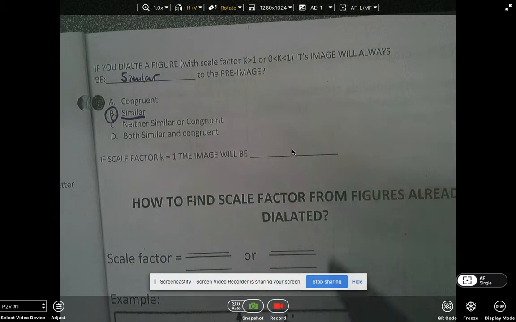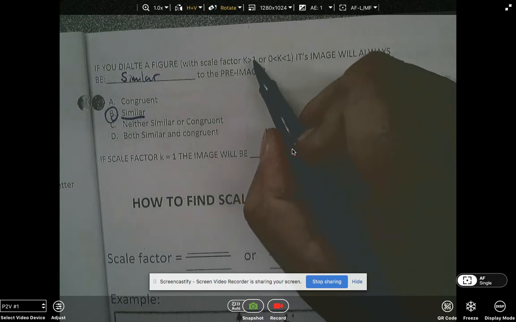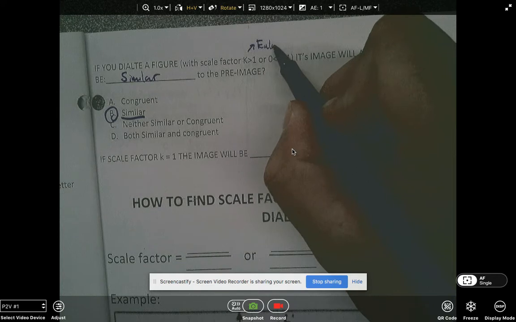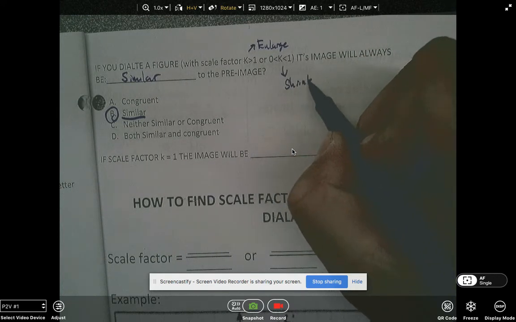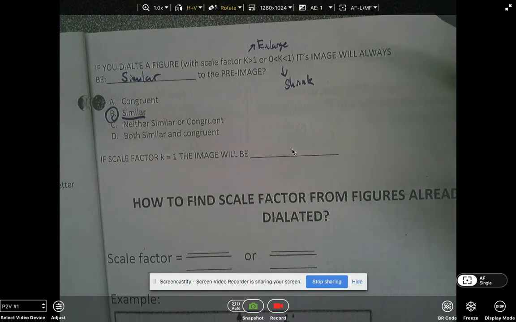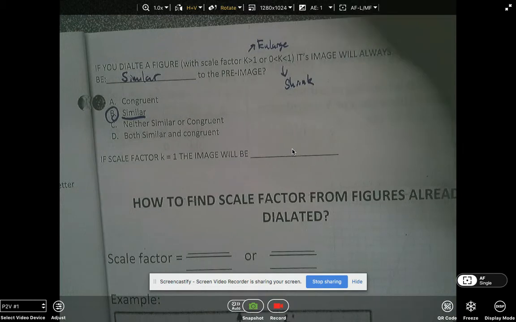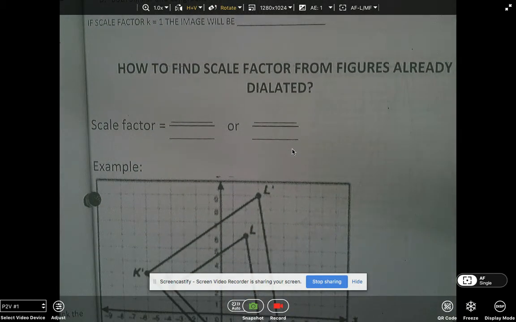When they're similar, the reason is that if you perform these scale factors, you're either going to enlarge or shrink. So you're not changing the angles, you're just changing the size, and that's the very definition of two figures being similar. All right, now let's focus on how to actually find scale factor.